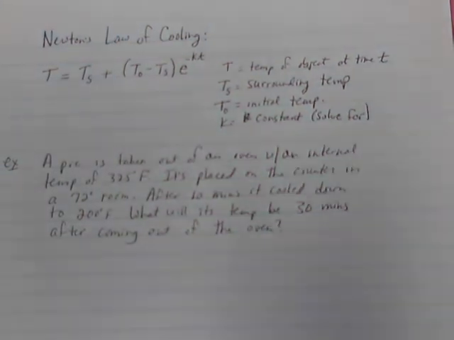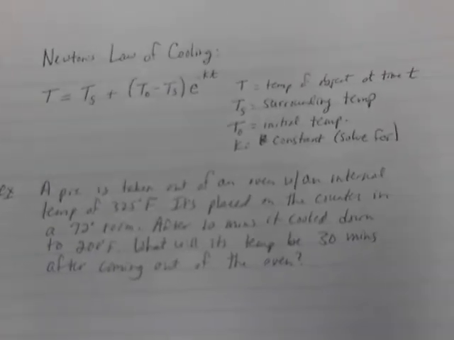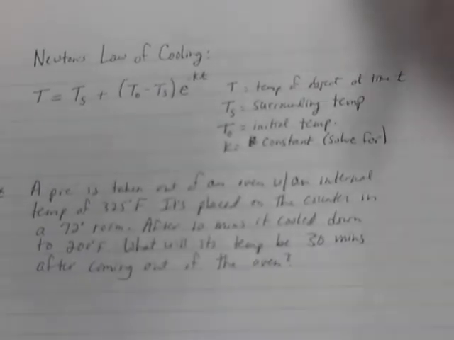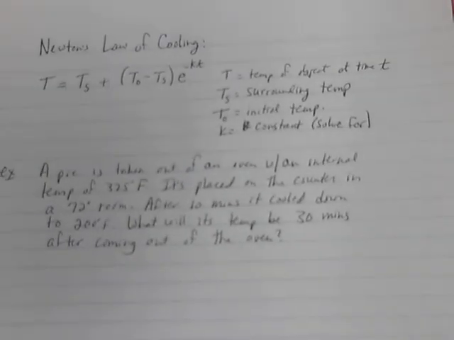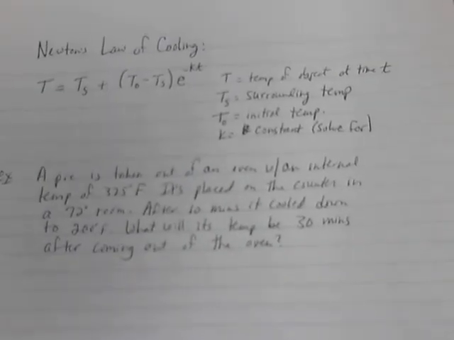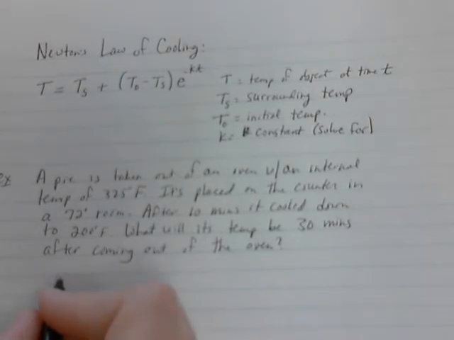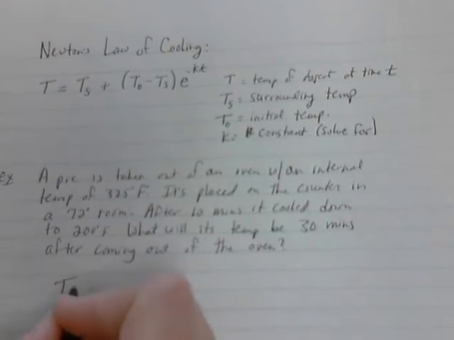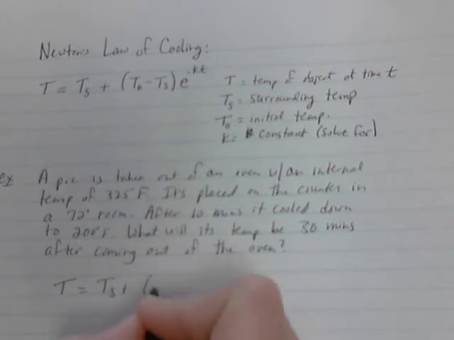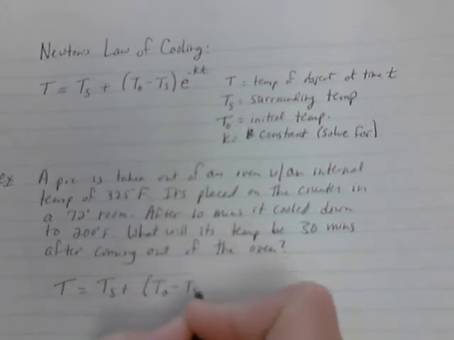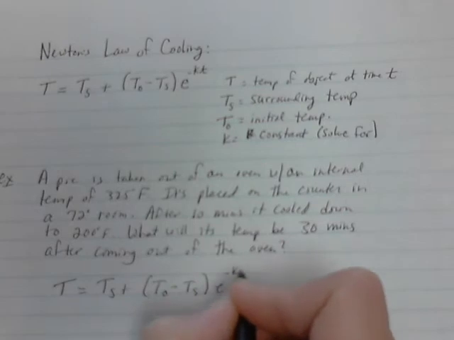So this is a Newton's law of cooling question because an object was removed from a different temperature into a room with a lower temperature. So you use the Newton's law of cooling formula. T is equal to the surrounding temperature plus the initial minus the surrounding times e to the negative kt.